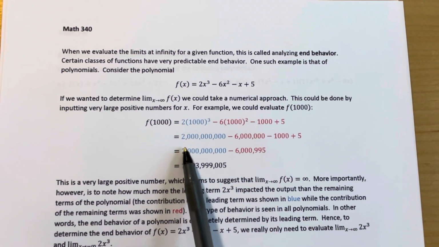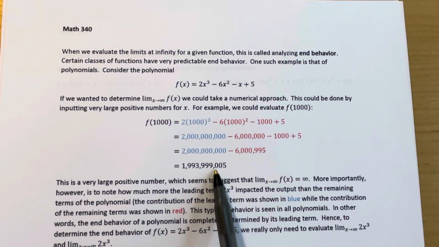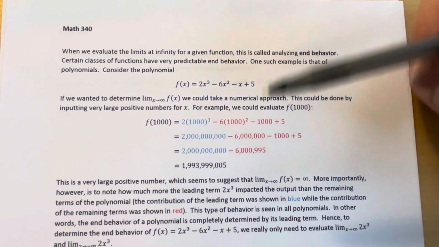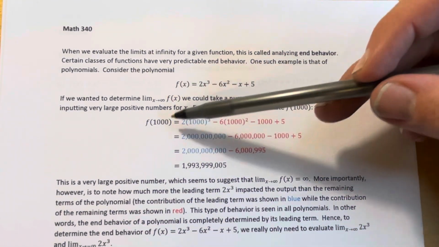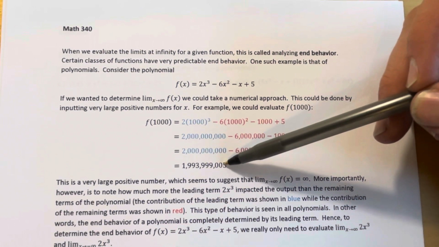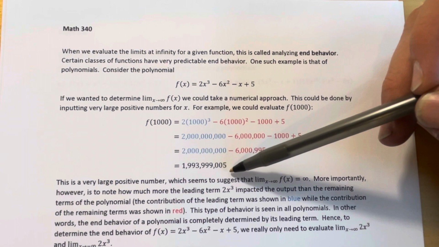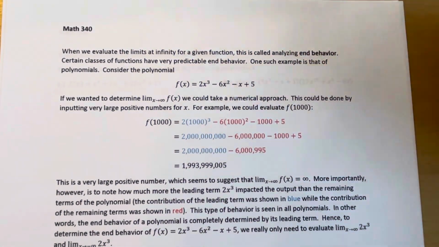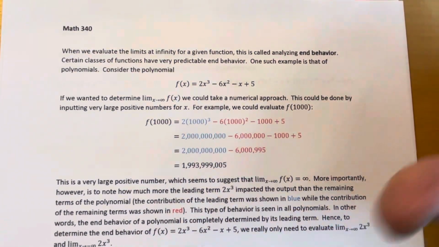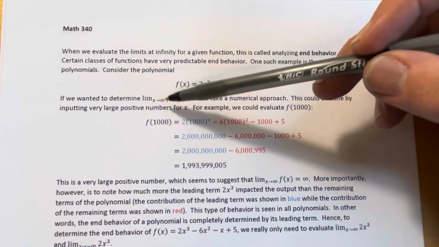And what that means is that this number in blue is going to dominate the number in red, and we get a significantly large positive number when we evaluate that difference right there. Okay, now that's a very large positive number, which to me says that the limit as x goes to infinity of this function is probably infinity. I have no reason to believe it's just going to level out at some really high positive number. It's probably going to continue getting bigger and bigger and bigger without stopping or slowing down. So this suggests, it doesn't prove, but it suggests to me that the limit as x goes to infinity of this function is infinity.